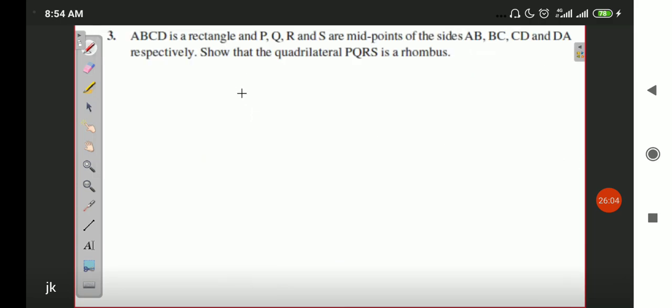Now moving on with question number 3. Question number 3: ABCD is a rectangle with P, Q, R, S as midpoints of its sides. Show that PQRS is a rhombus. Once again we have a similar type of question. For a rhombus, if the midpoints are joined, it forms a rectangle, and for a rectangle, if its midpoints are joined to form a quadrilateral, you get a rhombus. So first of all, let me draw the diagram for you.